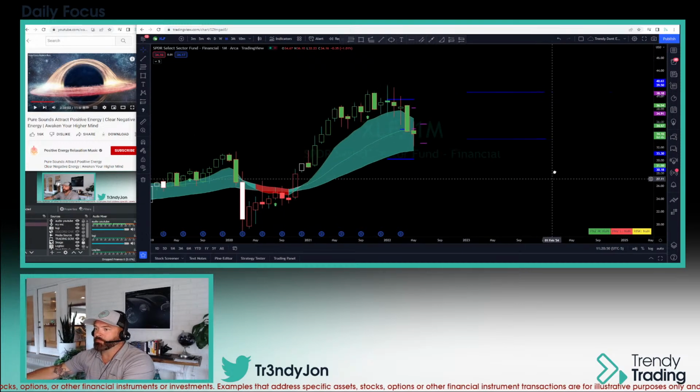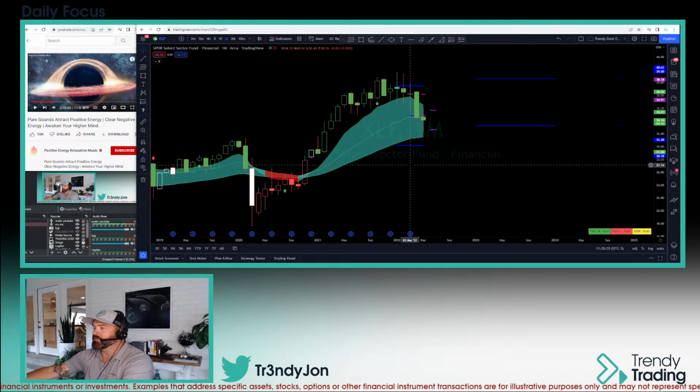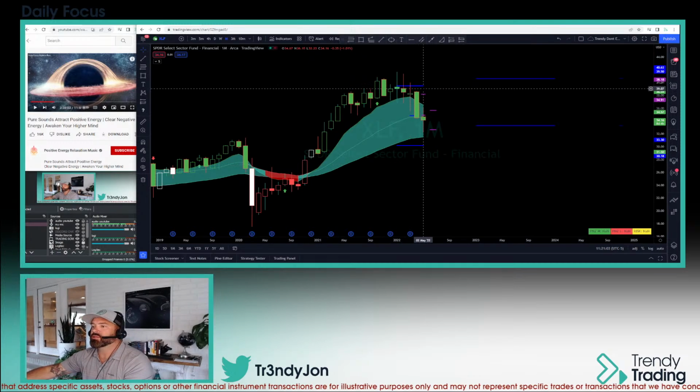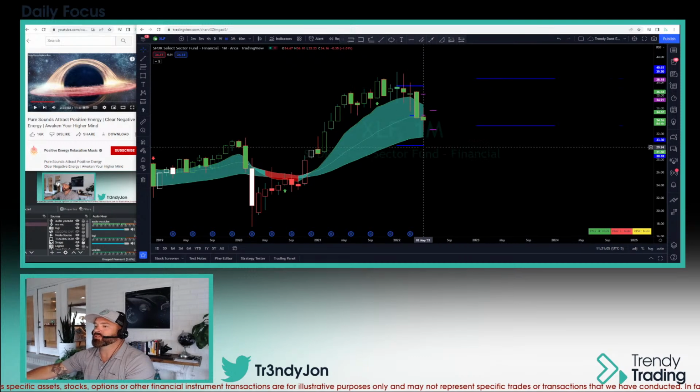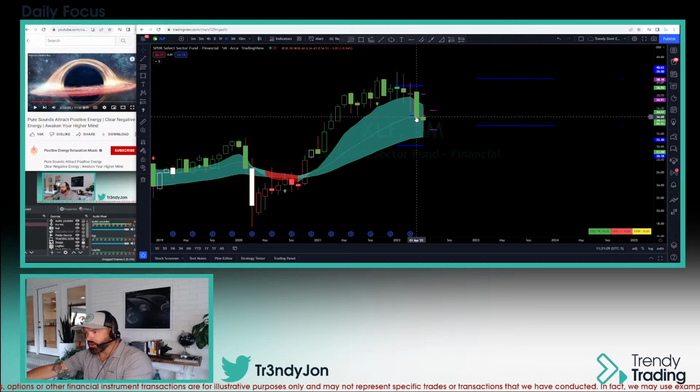Okay, so this is XLF. These are the trendy edges on a higher time frame. This is for our swing traders, our leap traders. This is where we want to concentrate on the bigger trade. Basically, this is supply up here. This is demand, and we have a midline here where we're unable to get over at the moment.